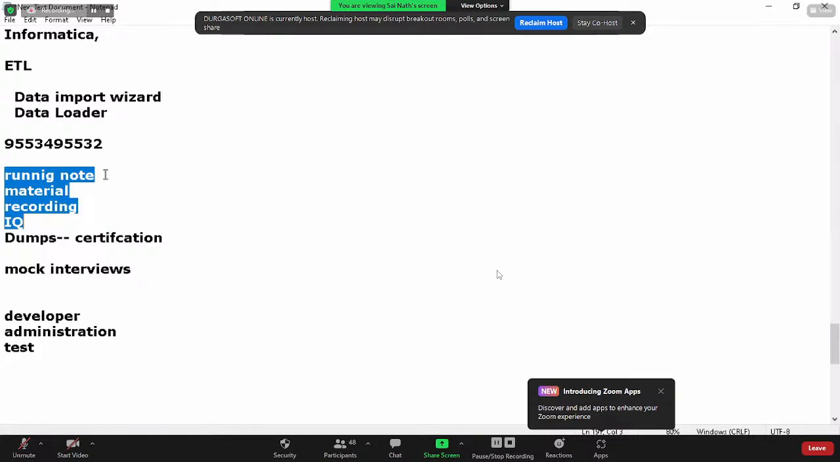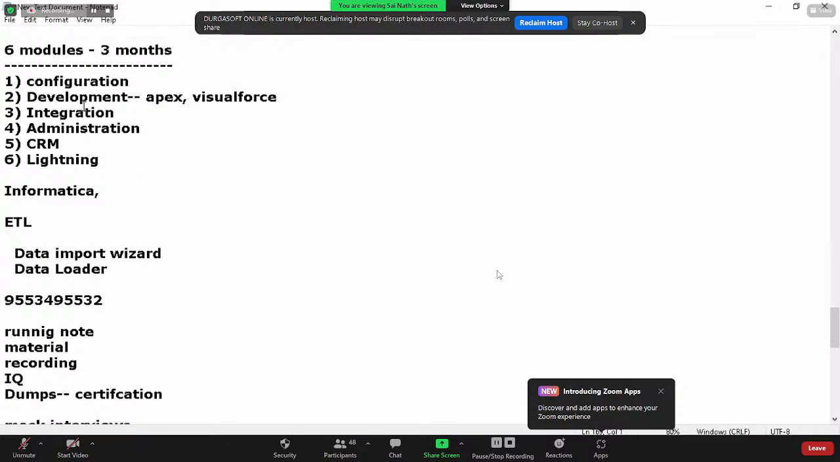Even lightning is also covered in your syllabus. Also, sir, whatever you are providing, 6 modules, there will be everything from basic to expert level, I guess. Basic to brilliance. Yes, sir. Basic to brilliance.